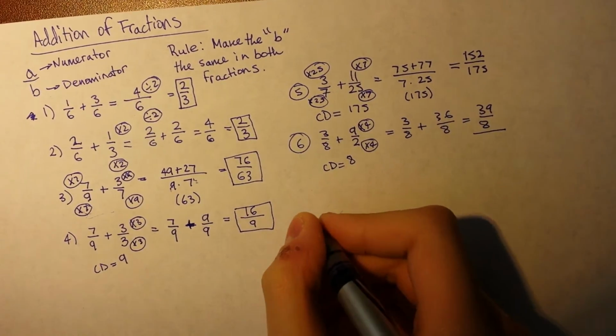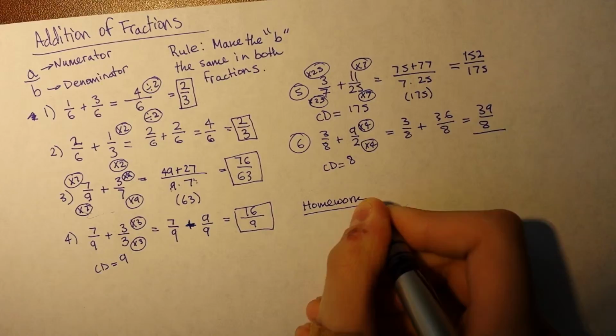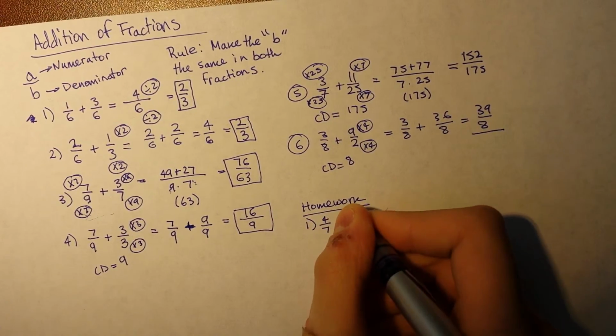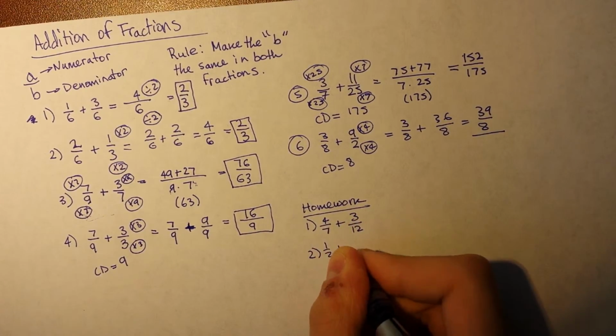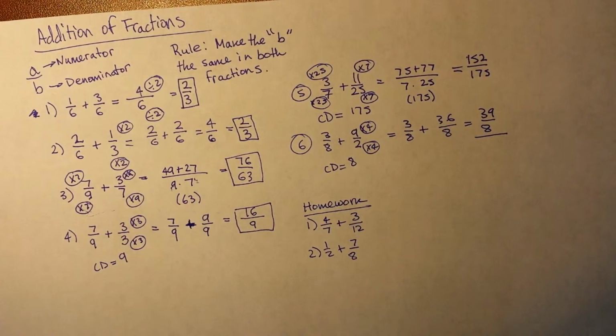So for the homework, let us do 4 over 7 plus 3 over 12 for the first one. For 2, let's do 1 over 2 plus 7 over 8. So this will do. Just practice makes perfect.